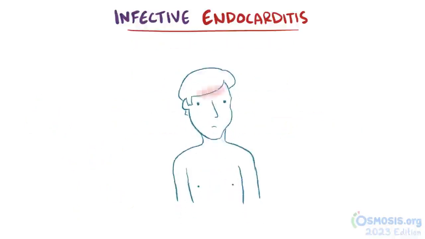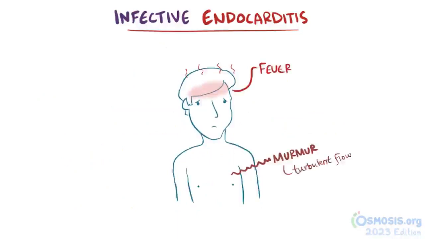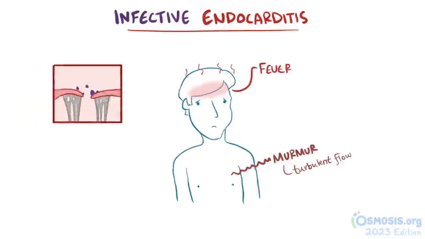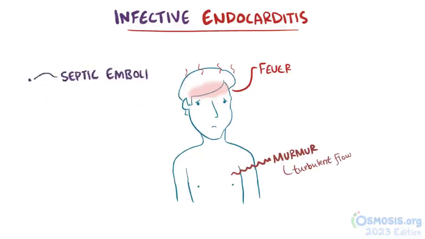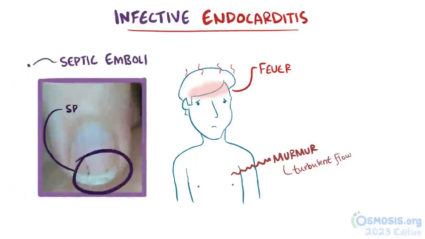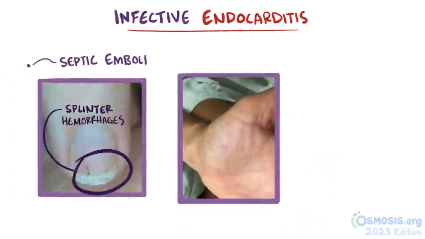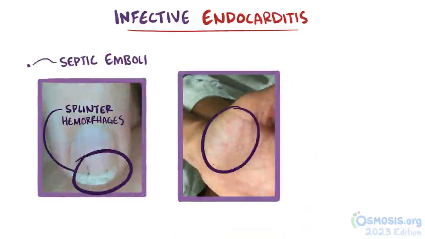Now, people with infective endocarditis almost always have a fever, as well as a new heart murmur that results from turbulent flow past the damaged heart valve. Sometimes those vegetations can detach from the valve, and little clumps of pathogens can float through the bloodstream, called septic emboli. These guys can lodge under the fingernails, causing splinter hemorrhages, or in the palms and soles of the feet, causing small, painless, flat, and erythematous lesions, called Janeway lesions.